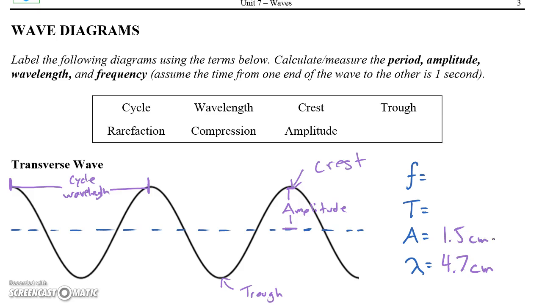Now, to calculate the frequency, if I think of this picture as happening in 1 second, there's 2.5 full cycles. So that means there's 2.5 cycles per second. So our frequency is 2.5 hertz.